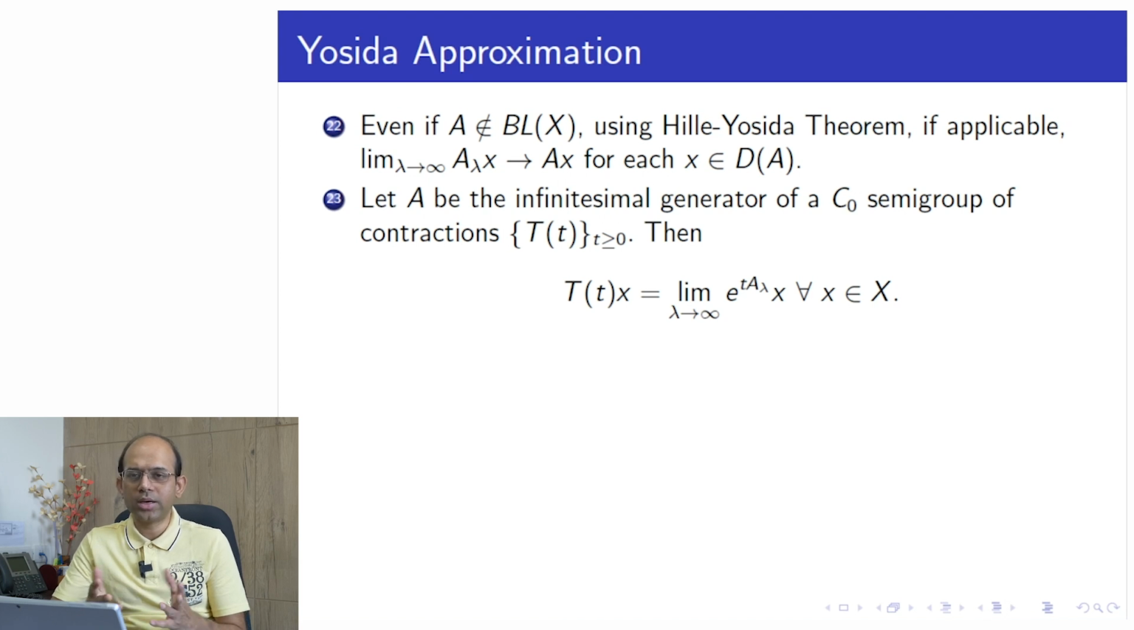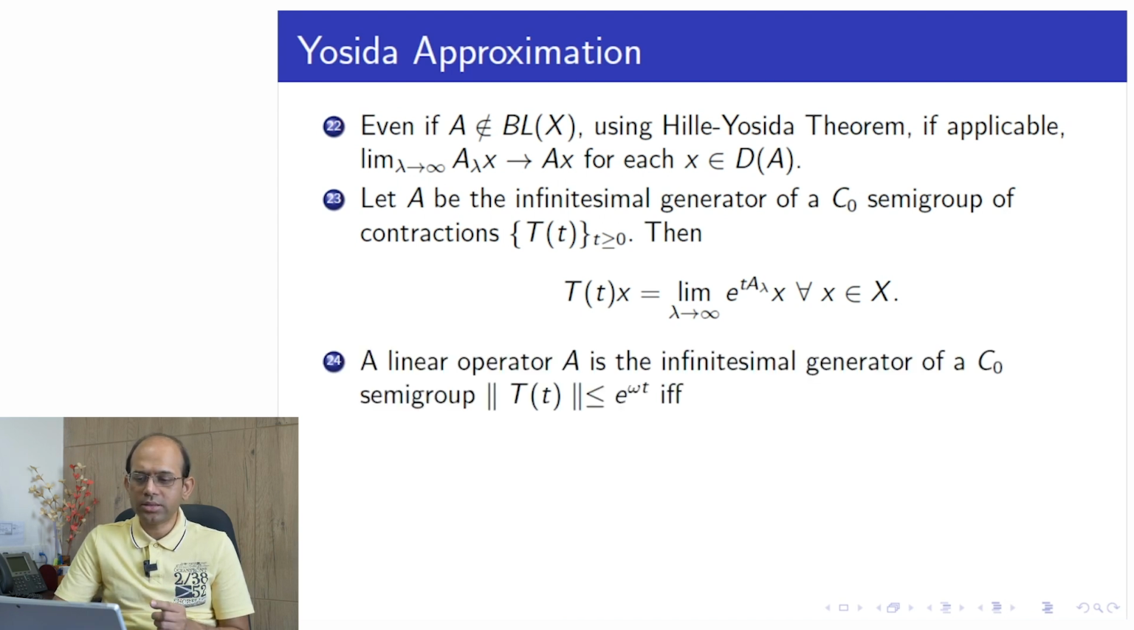So this is the part which says that the approximated semigroup is also a good approximation of the semigroup generated by the operator capital A. So for each and every x in the Banach space capital X, one gets this convergence. So a linear operator A is, so this is another result. We are not going to see the detailed proof of these results. We are just stating these results.